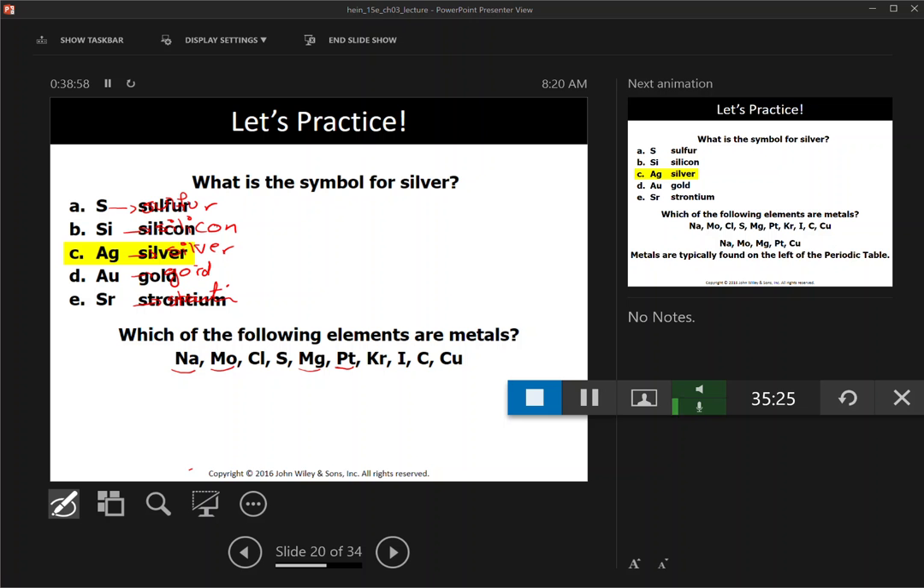Did you all find copper? Now, is copper a metal, non-metal, or metalloid? It's a metal. What type of metal is copper? Transition metal. Very good.